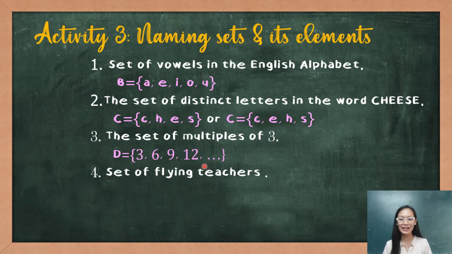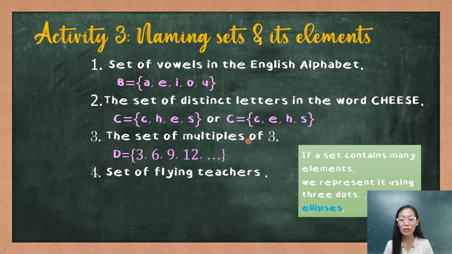So we have this. The multiples of 3, we have 3, 6, 9, and 12, and so on. We have 15, 18, at hindi natatapos. At dahil napakarami nila, nilagyan na lamang natin ng tatlong tuldok. Ang tawag dyan sa tatlong tuldok is ellipsis. If a set contains many elements, we represent it using 3 dots. Nakuha niyo ba yun, class?